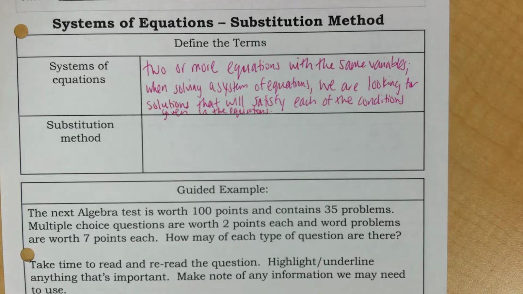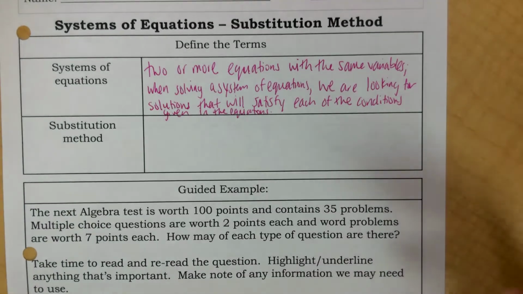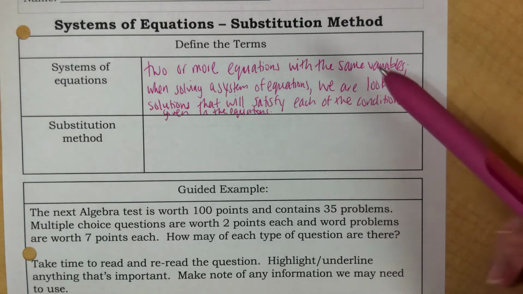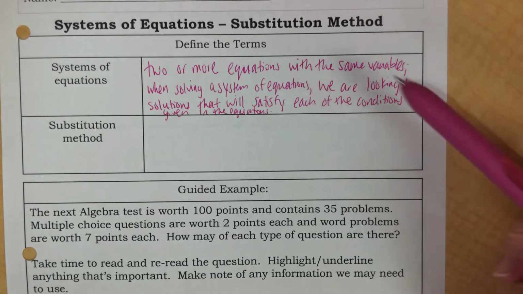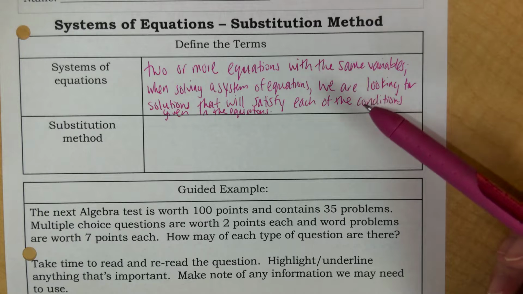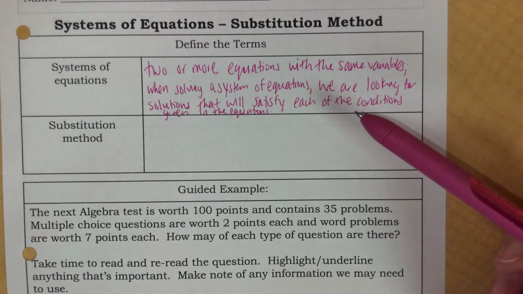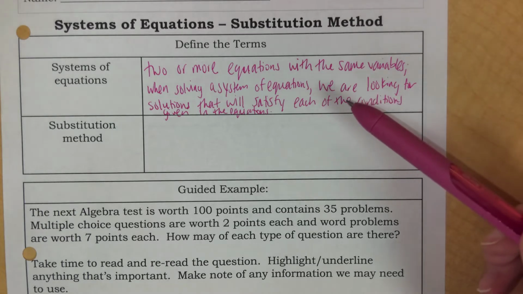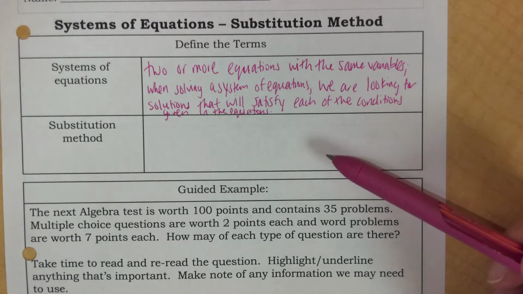So up to this point, we've been talking about one equation at a time and solving those and looking for the single solution that's going to satisfy that condition. Well, now we're going to be talking about two or more equations. And so what happens is each equation represents a condition that has to be met. And we are looking for the one singular solution, or in the case of system of inequalities, multiple solutions that satisfy each of those conditions.